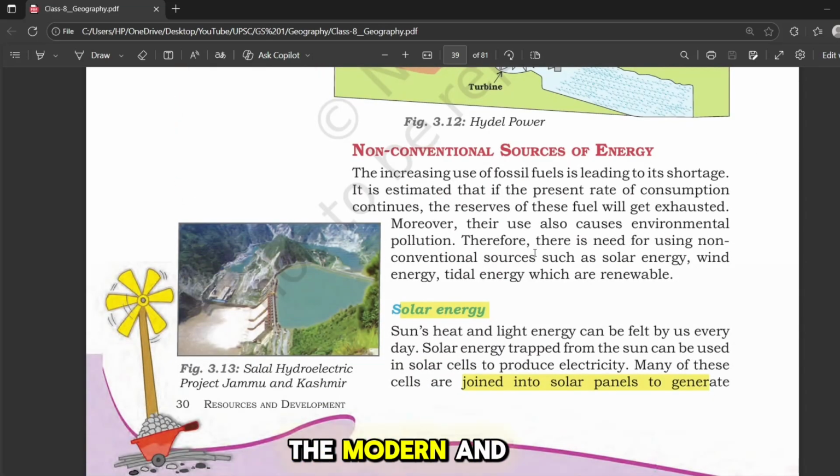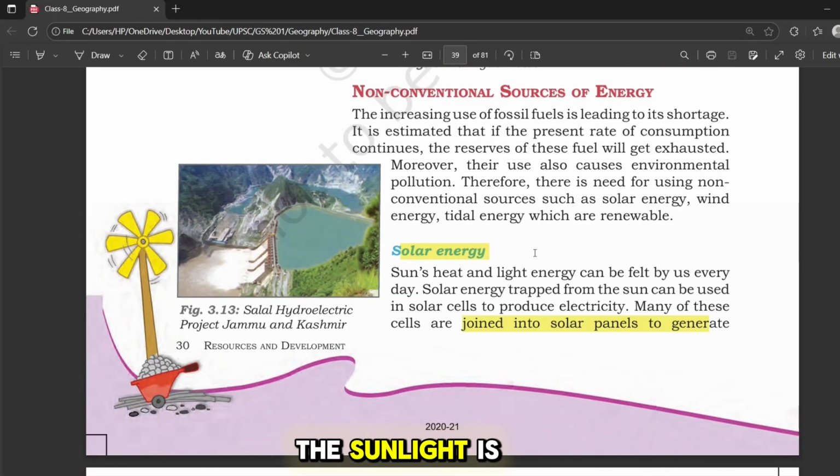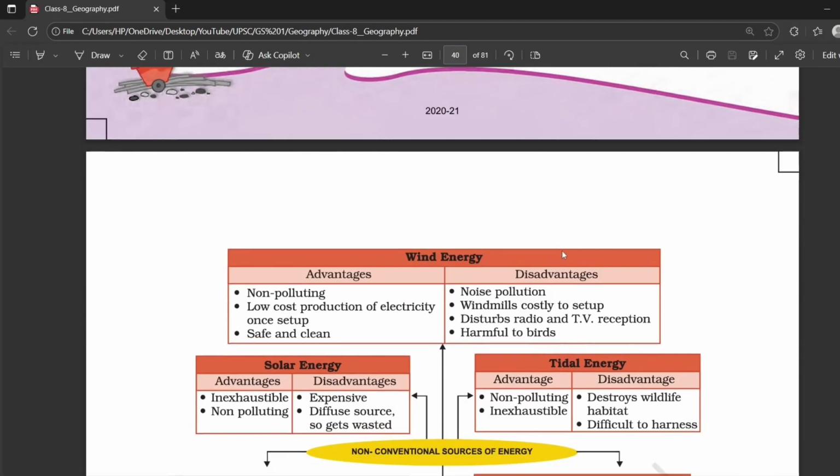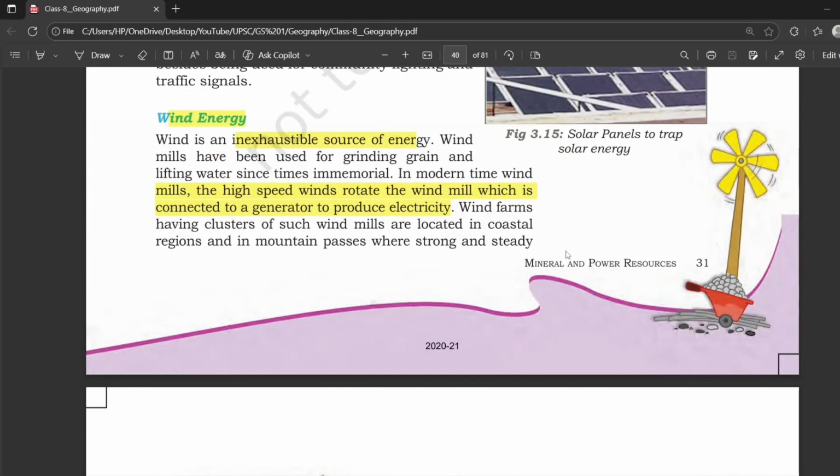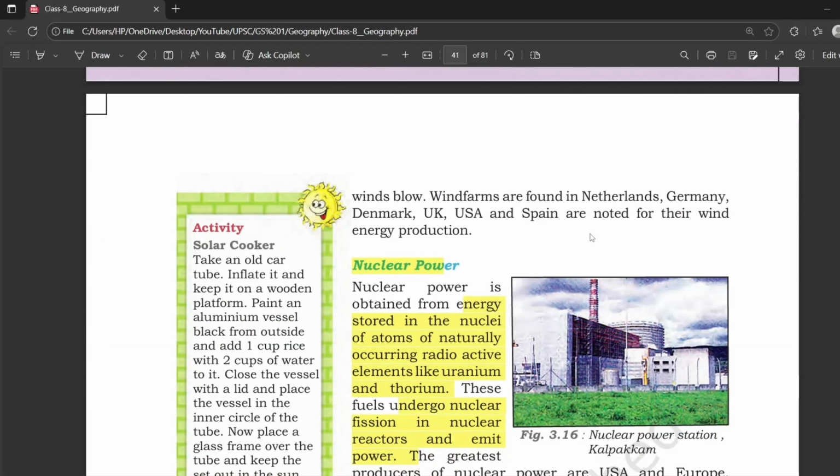Now let's see the modern and renewable sources of energy, the ones that never get exhausted. The first one is solar energy. Sunlight is collected by solar cells, joined into panels, and used for heating, lighting, and generating power. The second one is wind energy. Windmills use high-speed wind to turn turbines and produce electricity. It's clean, renewable, and eco-friendly.